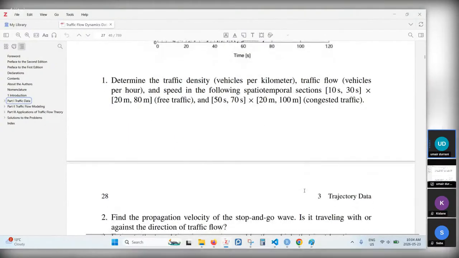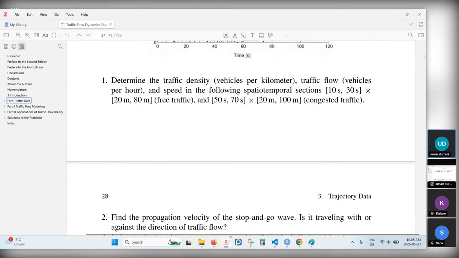First question says determine the traffic density, vehicles per kilometer, traffic flow, vehicles per hour, and speed in the following spatiotemporal sections. So they have provided us the area 10 to 30 seconds and 20 to 80 meters, which is free traffic. And then there's another spatiotemporal region or area, which is for congested traffic. And for these two regions, we need to find traffic density and traffic flow. So let's start with the 10 seconds to 30 seconds and 20 to 80 meters.